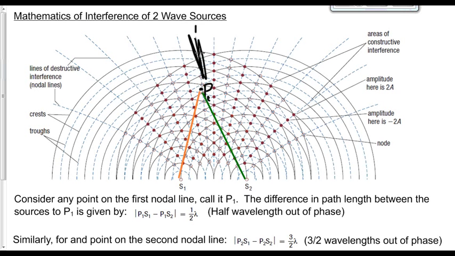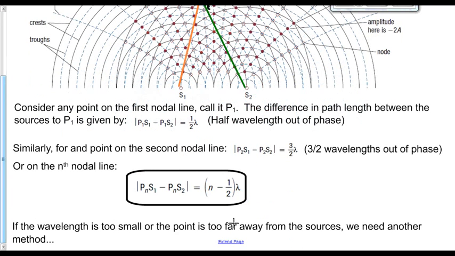And I could have picked that P1 anywhere along this first nodal line. And the same is going to be true, or at least for the second nodal line, it'll be 3/2 wavelengths out of step. For the third nodal line, it'll be 5/2. For the fourth nodal line, it'll be 7/2. And so you see the pattern here. We end up with this. And this is just our difference of path lengths.